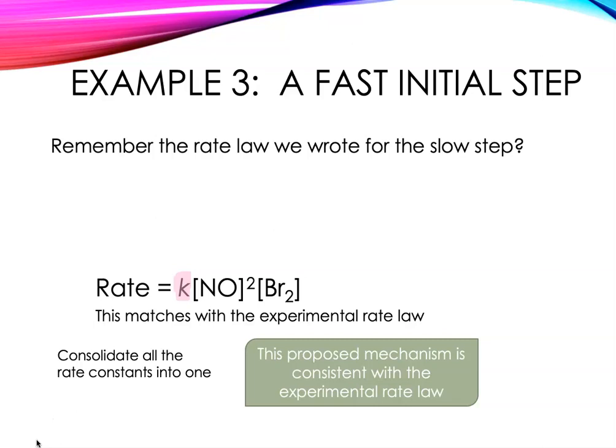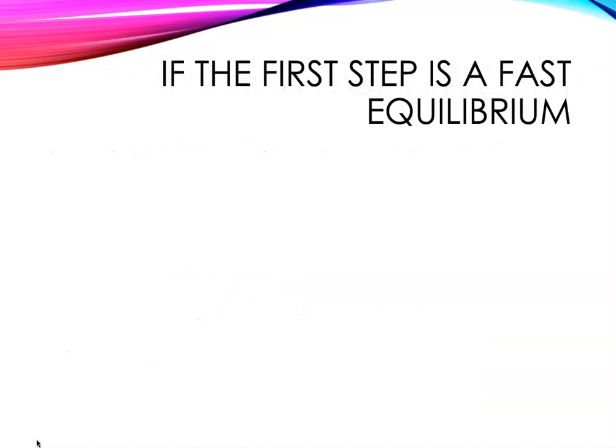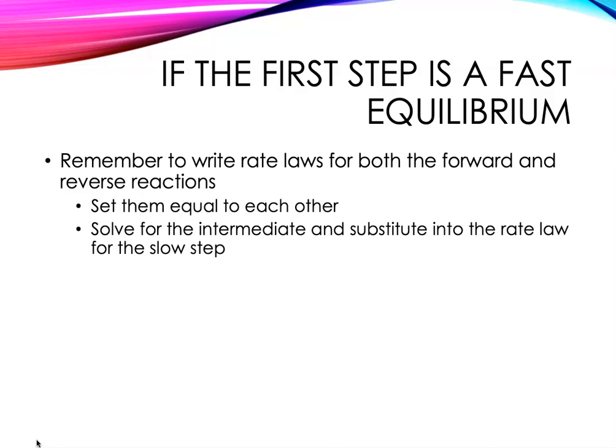So this is actually a really important thing to remember. AP Chemistry students are expected to be able to do problems like this, okay? If the first step is a fast equilibrium, you write a rate law for the forward step, you write a rate law for the reverse step of that equilibrium step, you set those rates equal to each other and solve for the intermediate, and you're going to substitute that value into the rate law that you wrote for the slow step. You have to remember how to do this. It's not super hard. You just have to remember to do it.